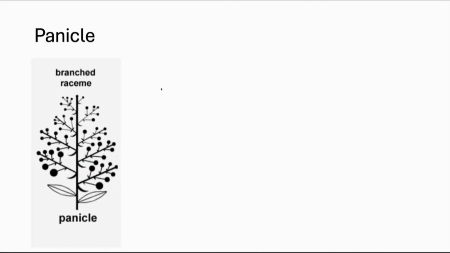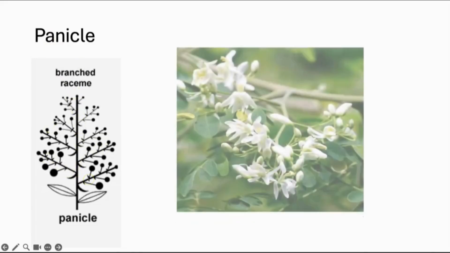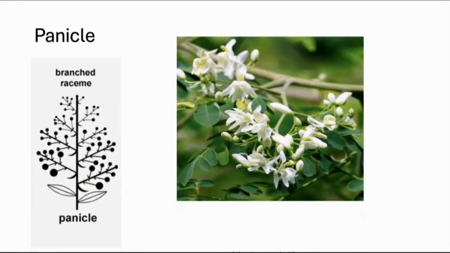And next one is panicle. Panicle, you can see the main axis elongated with the side branches. The same thing. Example is the most common thing which we all know, the moringa. Moringa oleifera. The inflorescence comes under this panicle inflorescence.